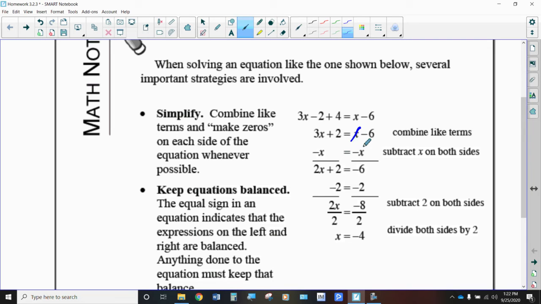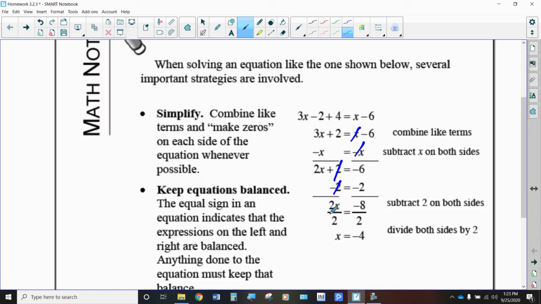So maybe take away an x from each side, leaving you with 2 x's, and then take away 2 from each side, leaving you with a -8. And in this case, taking away 2 from -6 is the same as adding -2 to -6. So that's why -6 minus 2 is -8.